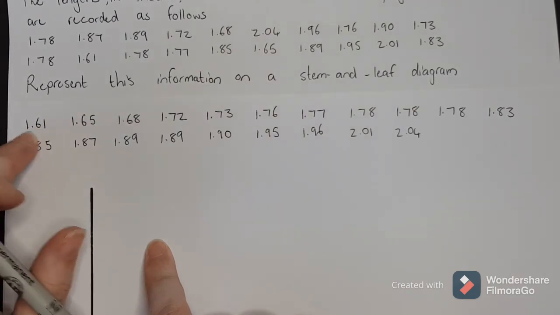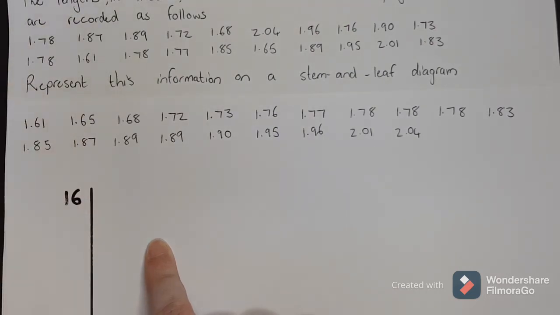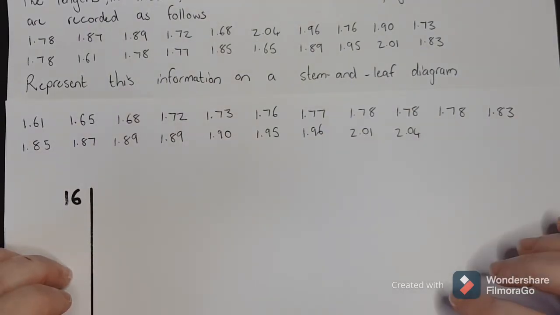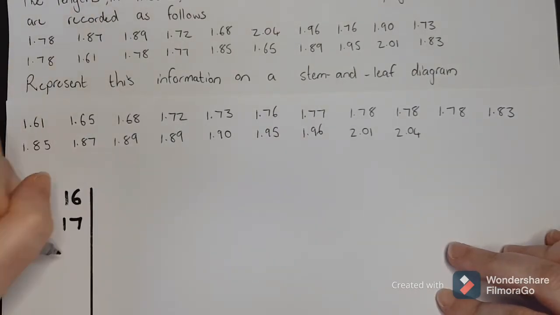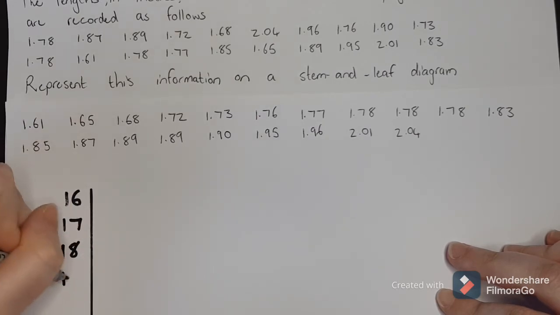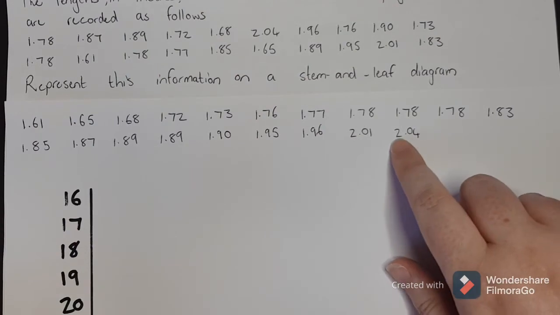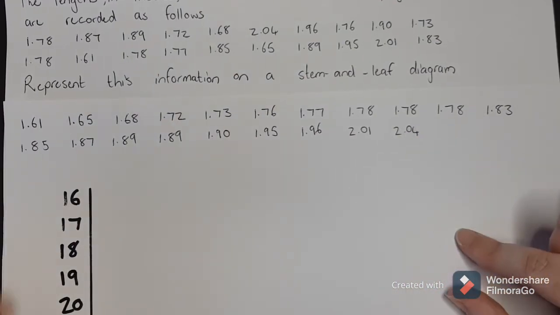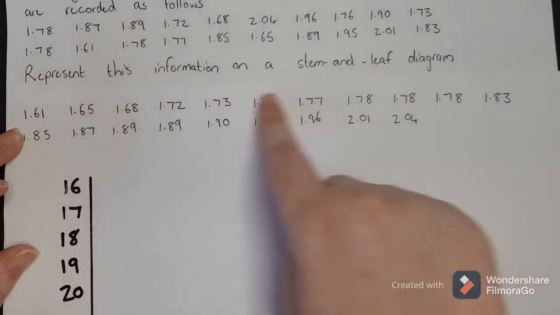So the first 2 digits from there is 16. So that means here I'm going to have 16. We don't put any decimal points in the stem and leaf. We only show that it's decimal points when we write the key. So now I'm going to go 16, 17, 18, 19, and 20, because my last digits only go up to 20. So now I can do exactly what I did before, and I go along the lines and then I plot each number.